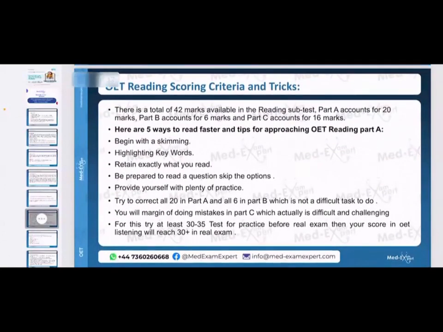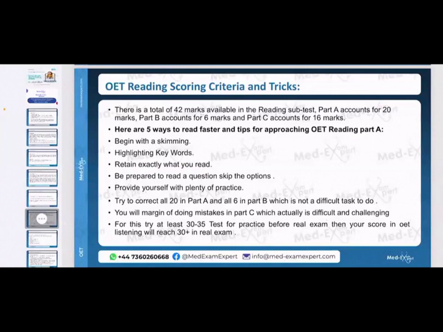So there is a total of 42 marks available in the reading subtest. Now I'm talking about the reading module. Part A accounts for 20 marks. Part B accounts for 6 marks, and part C accounts for 16 marks. So this is the marks distribution in the reading module.